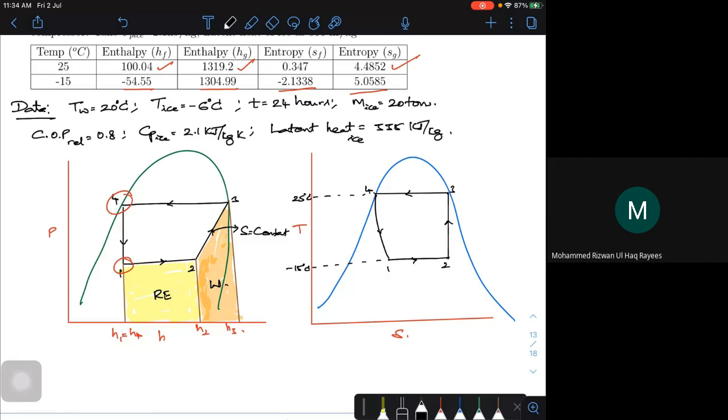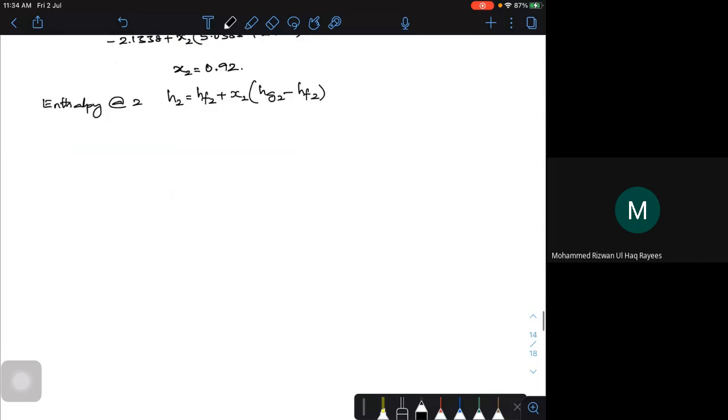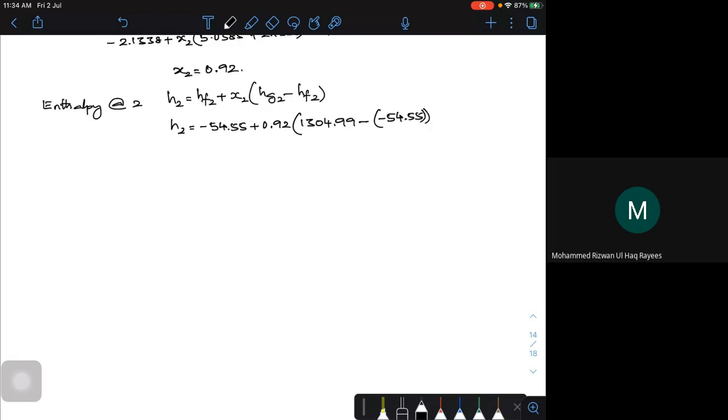I have told you all the values. Now let us write them. Enthalpy at point 2, H2, is equal to Hf2 plus 0.92 into (1304.99 minus 54.55), with Hf2 being 54.55. If I do that, I'm getting my H2 as 1196.2 kilojoules per kg.